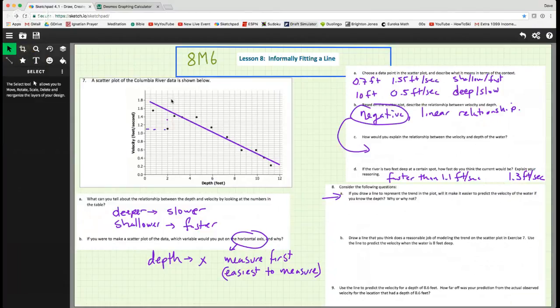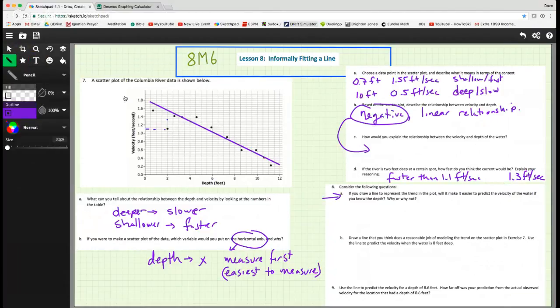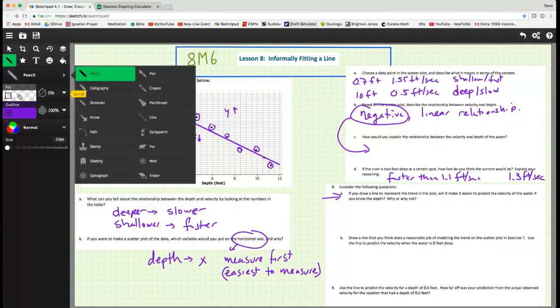Okay, and the reason I go with this, why am I going with this? Because in this case, I have 1, 2, 3, 4 above the line. I have 1, 2, 3, 4, 5 below the line, and then I have 2 on the line. So I have 4 above, I have 5 below, and I have 2 on the line. So that's a pretty good balance.